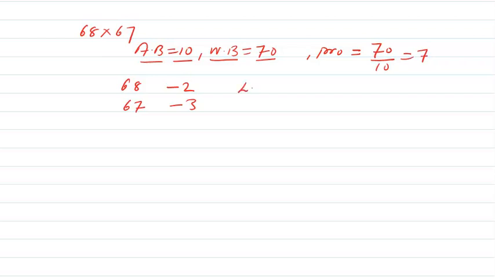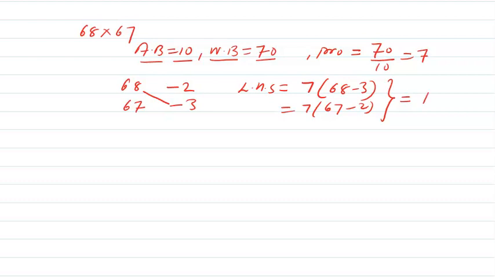So the left hand side that I will calculate will be calculated by multiplying 7 and then taking 68 minus 3, right? I could also take 7 times 67 minus 2. You don't have to do both. In both the cases you will get the same answer. So what will be the answer here? The answer will be 7 into 65.